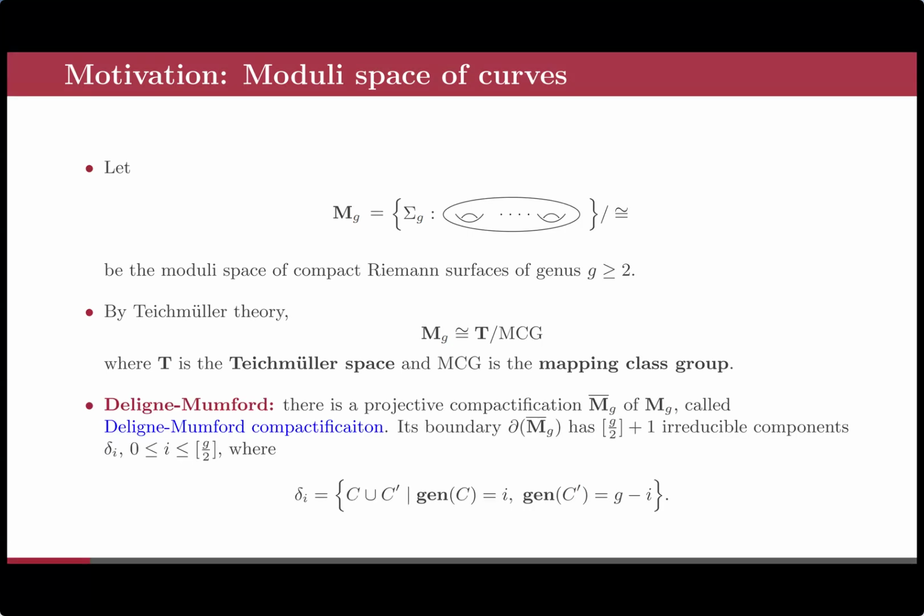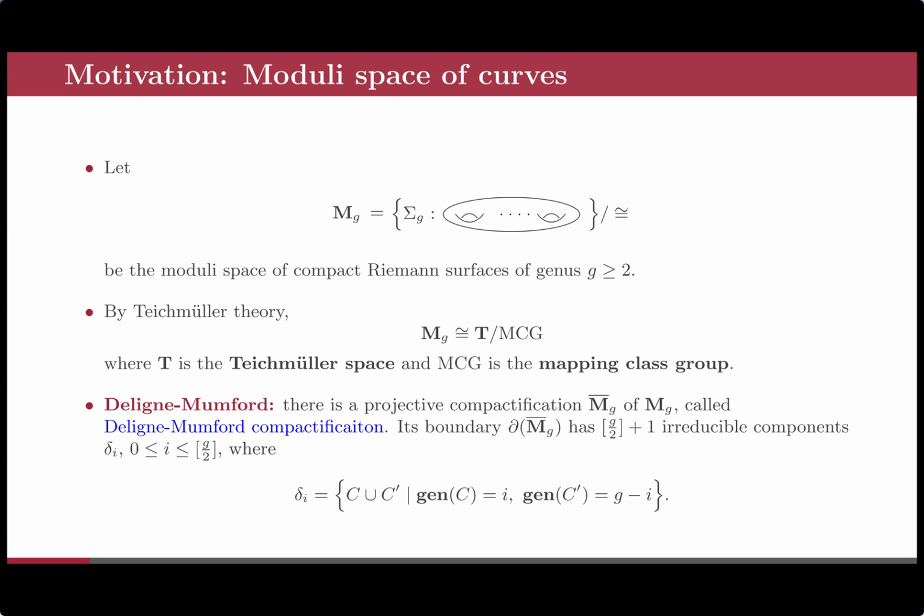And it's well known that it's actually an algebraic variety, because by the work of Deligne and Mumford, there is a projective compactification of M_g called the Deligne-Mumford compactification, denoted by M_g bar. This compactification is obtained by adding several irreducible components. Its boundary has codimension 1, and it has floor of g over 2 plus 1 irreducible components. Each irreducible component basically parameterizes some nodal curves or stable curves.